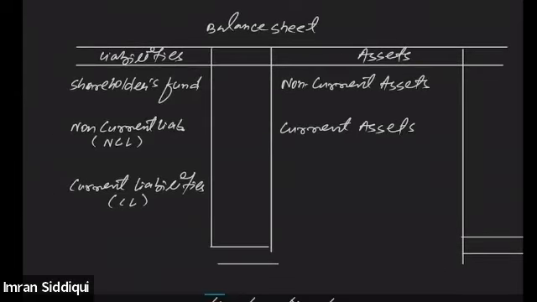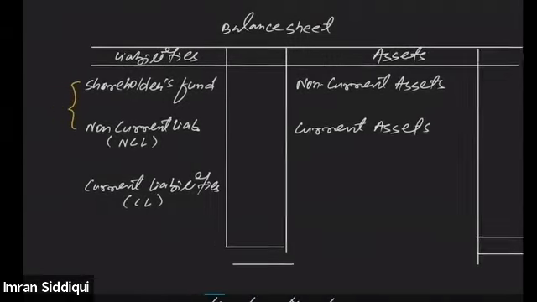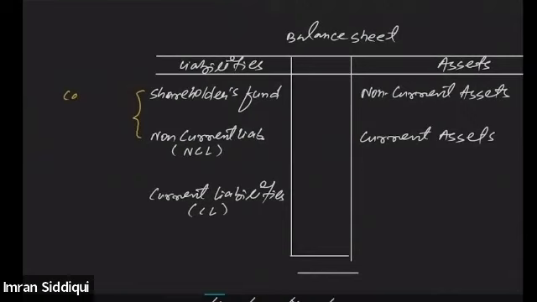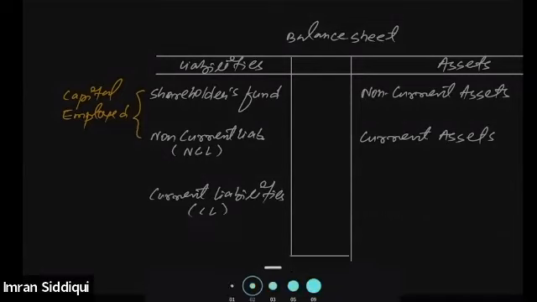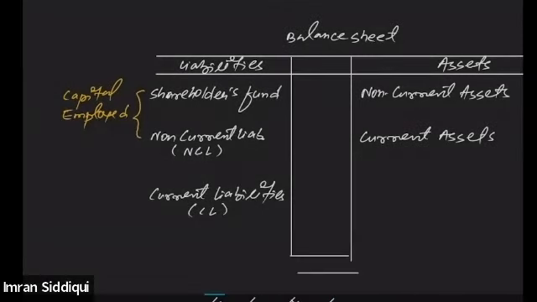Now, one more thing that you should remember: the sum total of shareholders' fund and non-current liabilities collectively is called capital employed. You have to remember this. And similarly, the sum total of non-current liabilities with the current liabilities is called the total debt of the company.